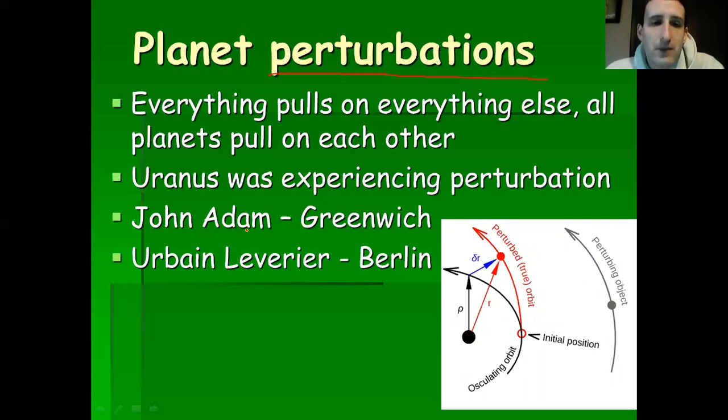And John Adams had the disadvantage of sending his information to an astronomer who didn't believe him and didn't check. And Leverrier had the advantage of sending it to somebody at a different observatory who said, well, might as well look. If he thinks there's a planet in this part of the sky, I'll take a look. And they discovered the fourth planet from the sun, namely Neptune. And that's how Neptune was discovered.